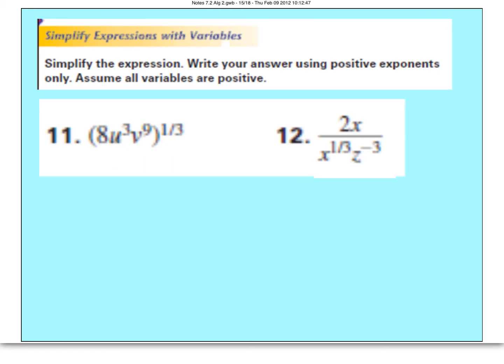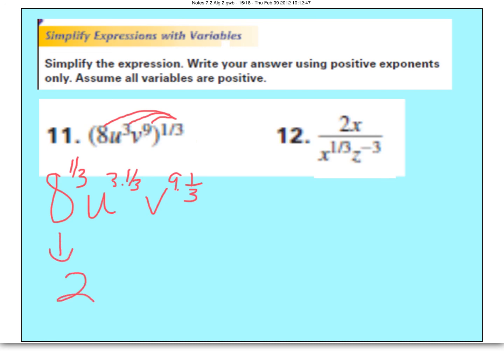These last two are great practice. They're already written in rational exponents. So number 11, be careful that 1/3 has to go to the v, the u, and the 8. So it'll be 8 to the 1/3, u cubed with a little 1/3, v to the 9 with a little 1/3. The cube root of 8 is 2. For u, I'm just going to do 3 over 1 times 1 over 3, which is 1, or 3 over 3, I'll just put that. For v, it's 9 over 1, so I multiply straight across. I get 9 over 3, and I'll just write that for now. Simplify the final answer. It's going to be 2u v cubed.